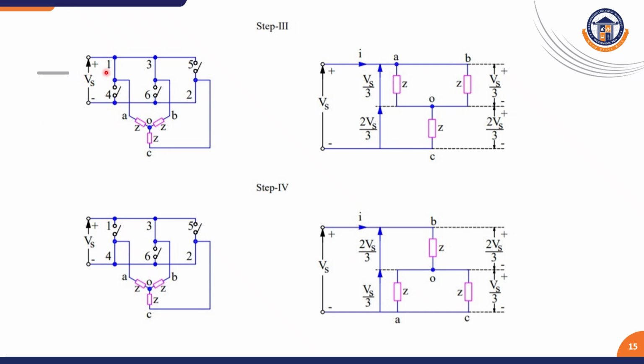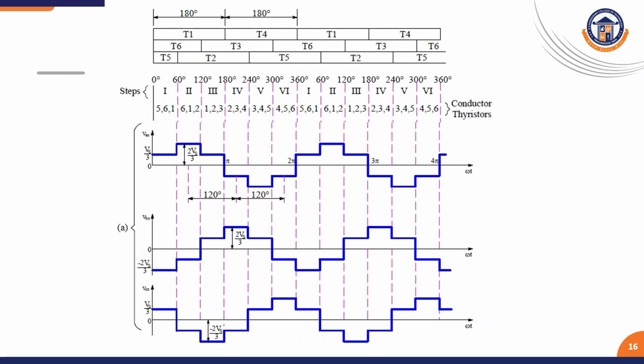You can see the switches turned on are 1, 3 and 2. The equivalent circuit will be like this. For 1 and 3, these two will be there, and my output voltage will be Vs by 3. And here the negative switch 2 will be turned on, and you can see the output voltage is 2 Vs by 3. Likewise, the step will go on for the next one. You can see one outgoing and one incoming switch, and we can have the output phase voltage and line voltage waveforms.